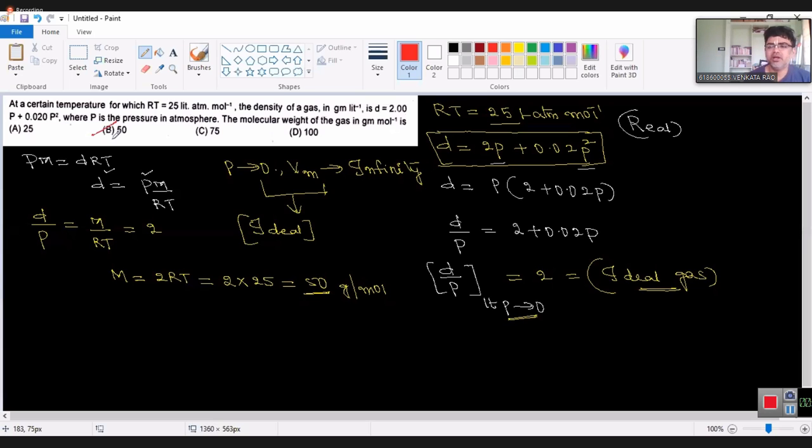Very low pressure or very high temperature. That is the ideal gas condition. Why? Because when pressure tends to zero, then only molar volume tends to infinity. Then only molecules will not have any attraction on each other. And volume of one molecule when compared to total volume is neglected.